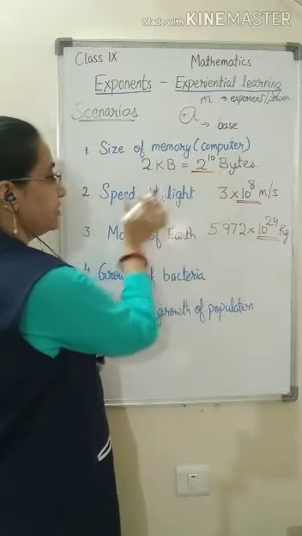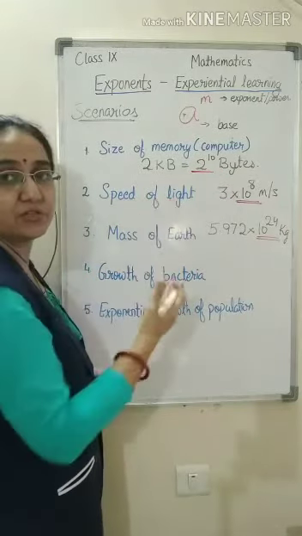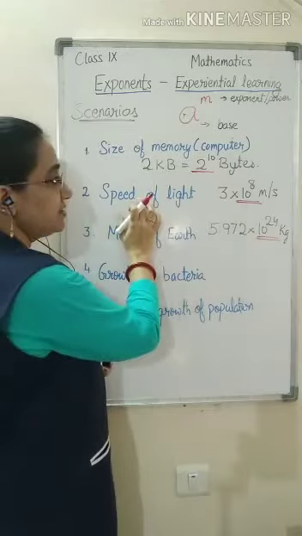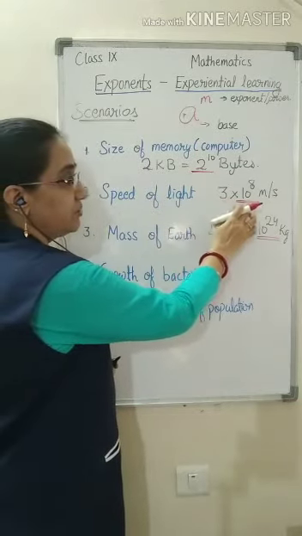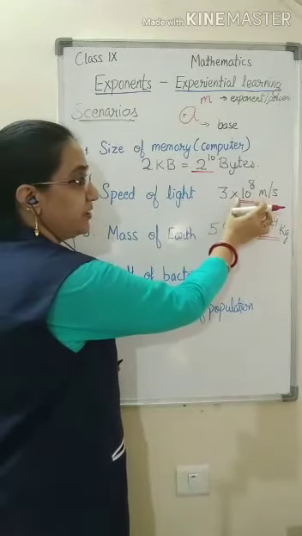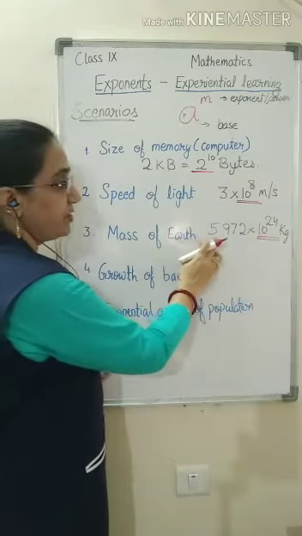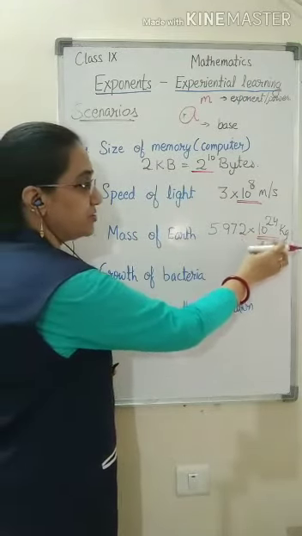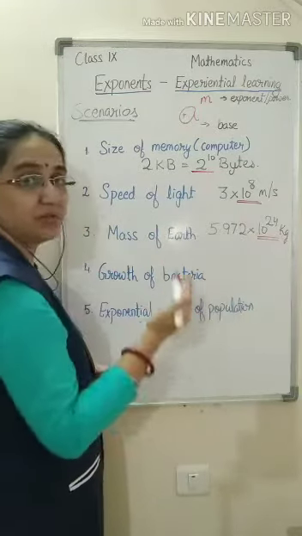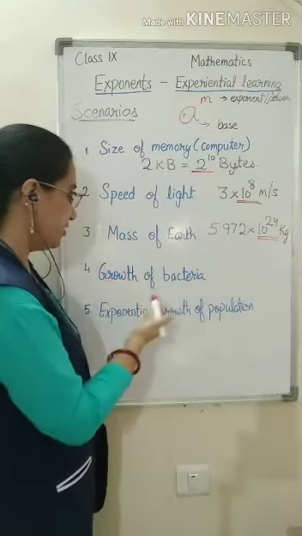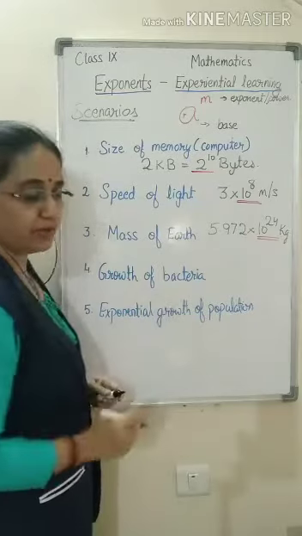This is an exponent. Speed of light, that you use generally in physics, is given as 3 into 10 to the power 8 meter per second. 10 to the power 8 is again an exponent term. Mass of Earth, 5.972 into 10 to the power 24 kg. This is again an exponent term. Similarly, you have the growth of bacteria and exponential growth of population.